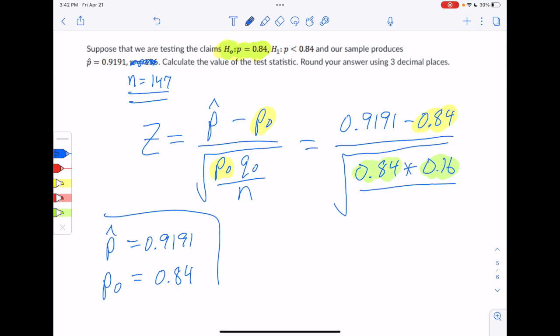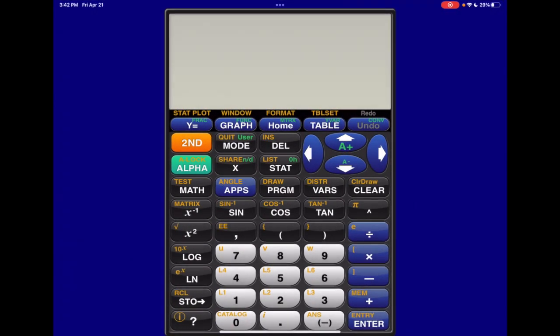All right, and then divide that by our sample size, which was 147. So we'll go to the calculator. A couple things to remember: parentheses around the numerator, parentheses around all 3 of those numbers before you end the square root. So let's head over there and give that a go.